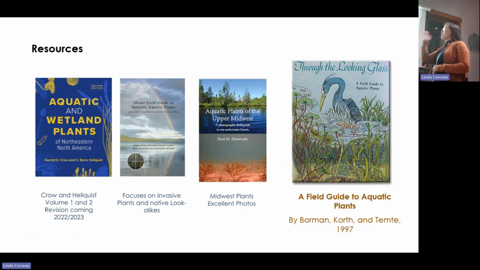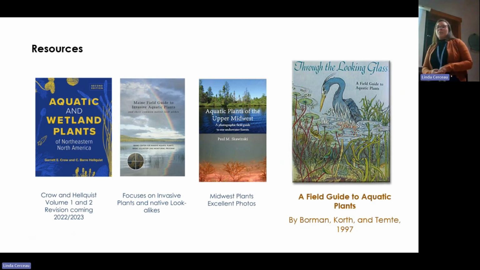So we have our first book, The Aquatic and Wetland Plants of Northeastern North America, written by Barry Hellquist. He is the godfather of aquatic plant identification. This is his most recent release, which has information on more genetically accurate plants. We also have Maine Field Guide for Invasive Aquatic Plants. This one focuses more on the invasives and native lookalikes. Again, this is free online and available for download. We also have Midwest Plants, which provides excellent photos for this guide as well.